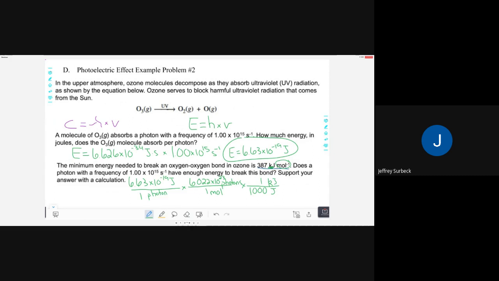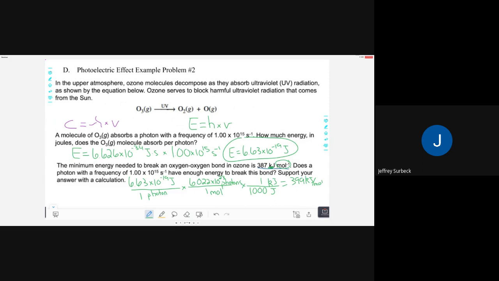Okay, so I start here with 6.63 times 10 to the negative 19th. Multiply it by Avogadro's number. I press enter, and then I divide by 1,000, and I end up with 399 kilojoules per mole. Okay, so 399 kilojoules per mole.